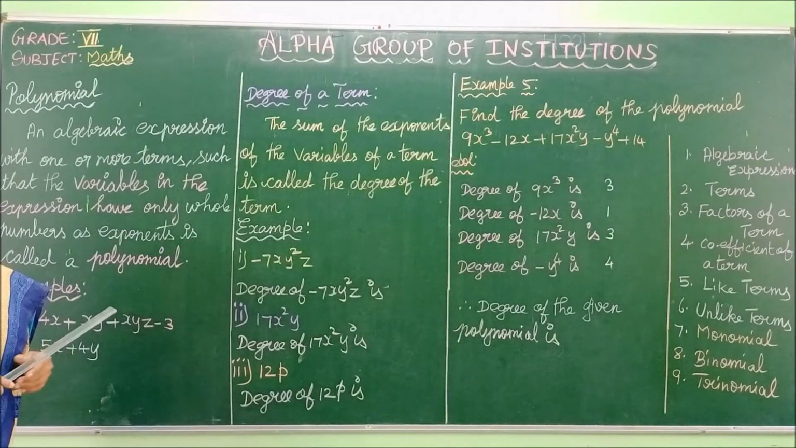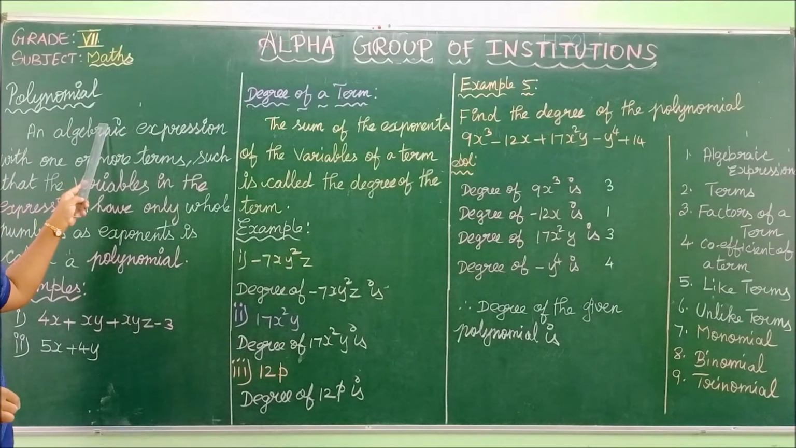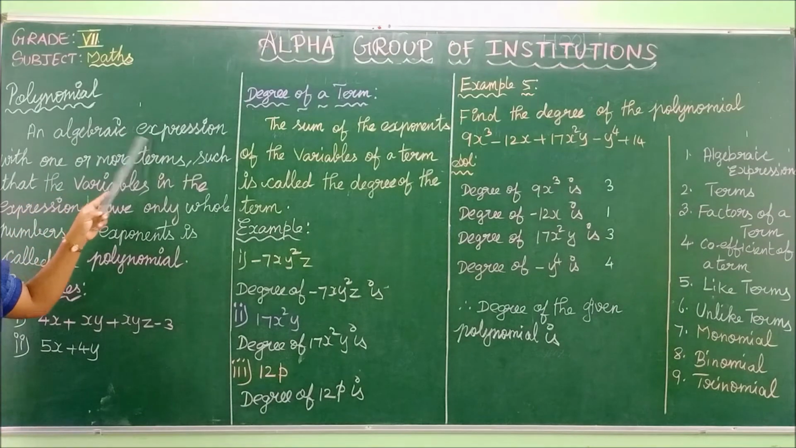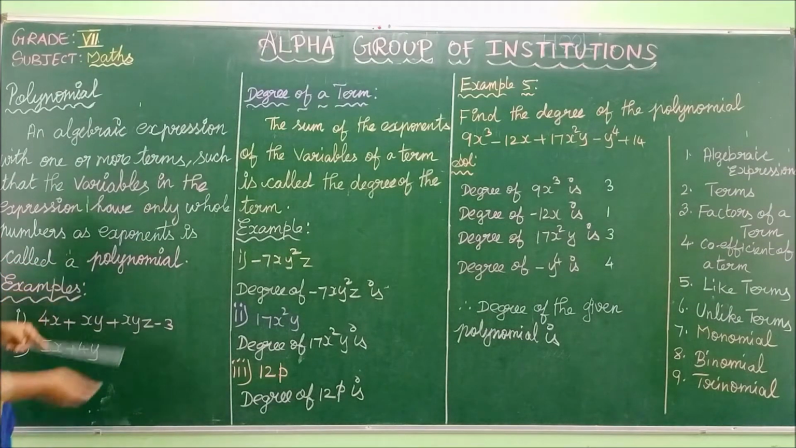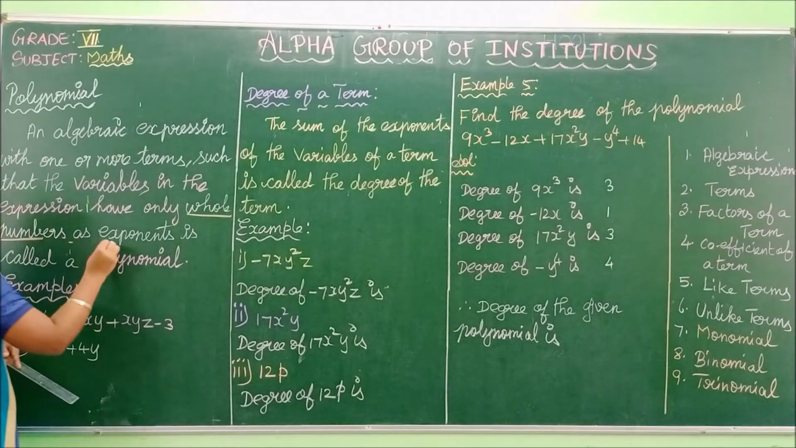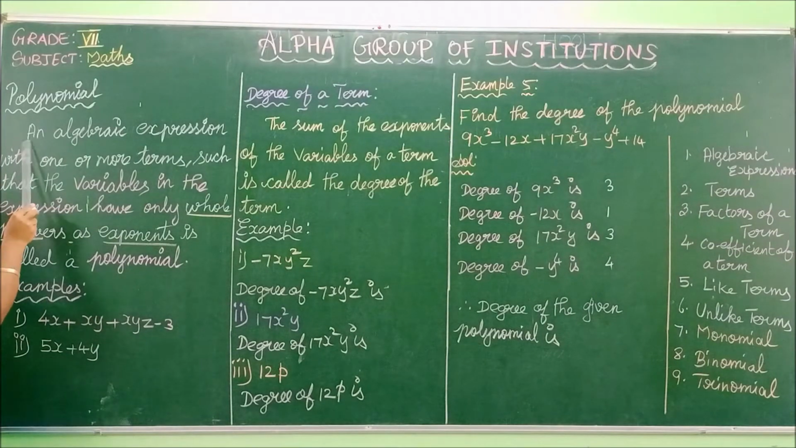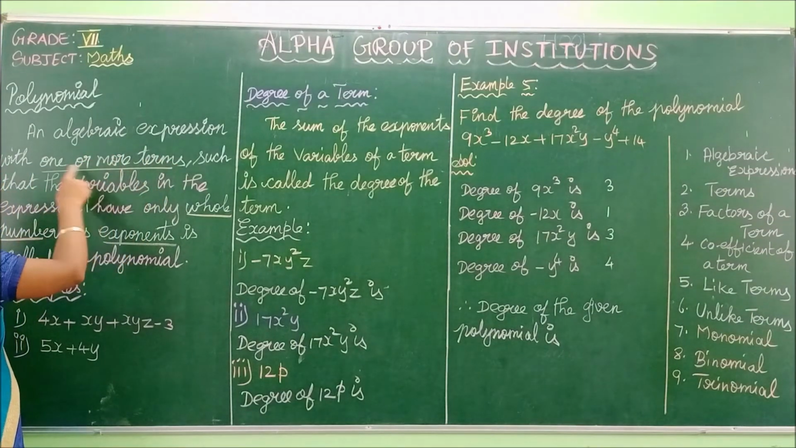Next we are going to see another important concept, polynomial. What is meant by polynomial? It is an algebraic expression. That is, a polynomial is an algebraic expression with one or more terms, where the variables in the expression have only whole numbers as exponents. Once again, read the definition, children. An algebraic expression with one or more terms. You have to consider an algebraic expression. The terms may be one or more than that.